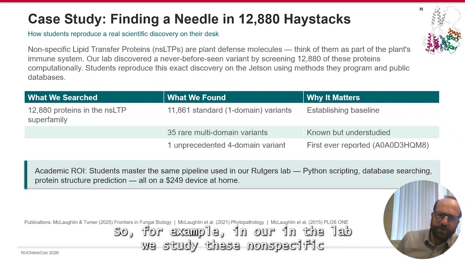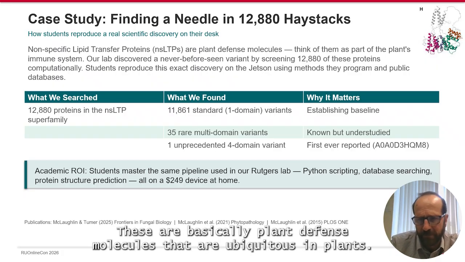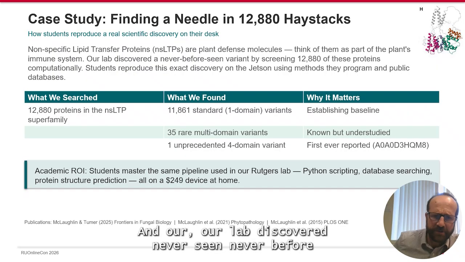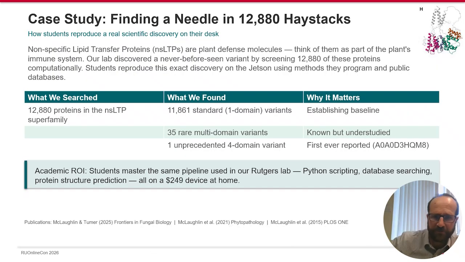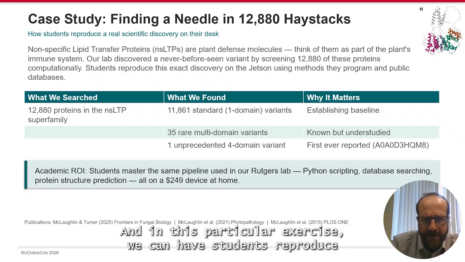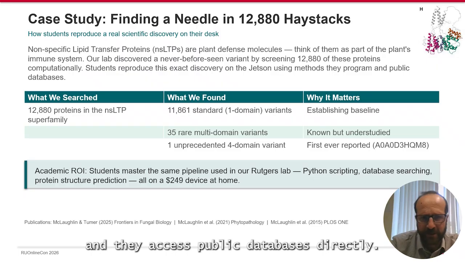So, for example, in the lab, we study non-specific lipid transfer proteins. These are basically plant defense molecules that are ubiquitous in plants. We can think of them as part of the plant's immune system. And our lab discovered a never-before-reported variant by screening about 13,000 of these proteins computationally. And in this particular exercise, we can have students reproduce the exact discovery on a Jetson, using methods that they program and accessing public databases directly.